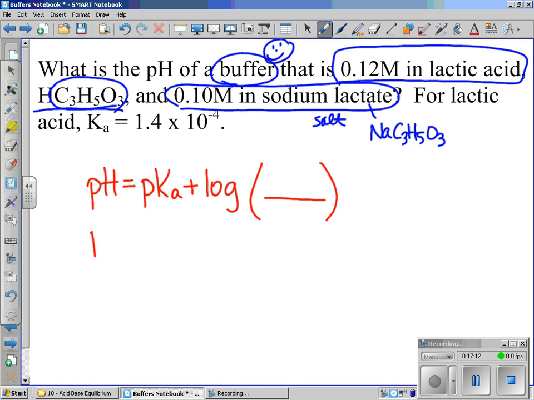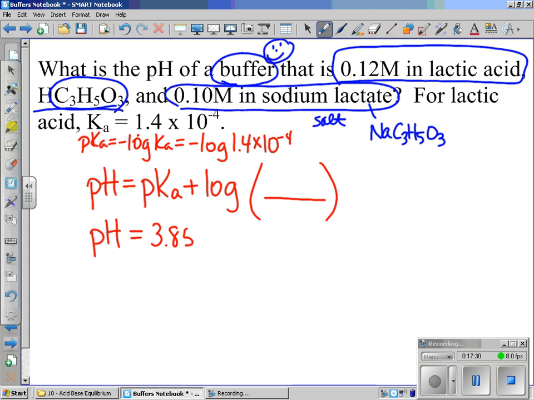So we're going to be solving for pH. We need pKa. So here's our Ka. Remember, pKa just equals the negative log of Ka. So it'll be the negative log of 1.4 times 10 to the negative fourth. Okay, and if you plug that in, you get a pKa of 3.854. And then plus the log of the base over the acid.